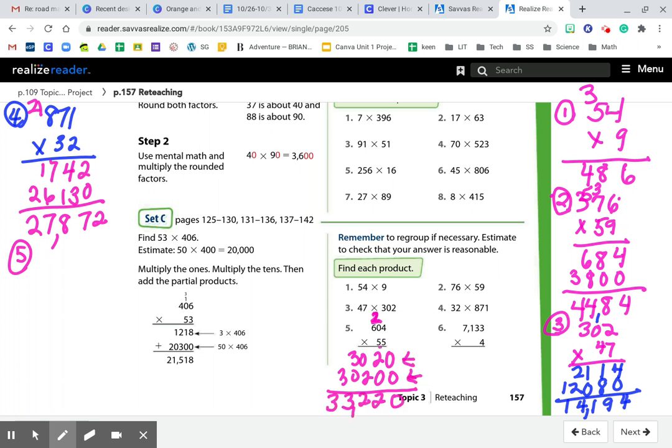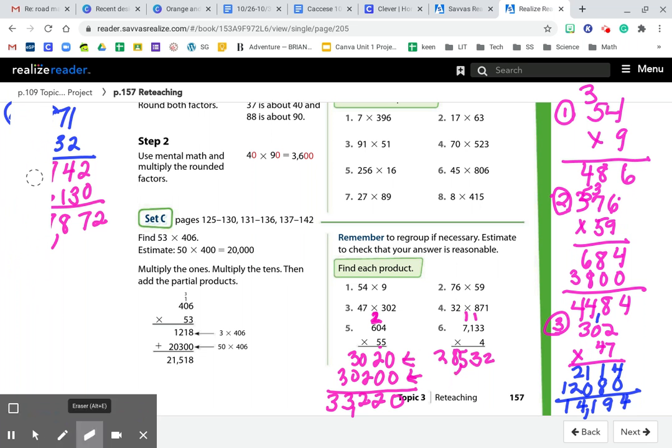Okay, 7,133 times 4. 3 times 4 is 12. Carry the 1. 4 times 3 is 12, plus 1 is 13. Carry the 1. 4 times 1 is 4, plus 1 is 5. And 4 times 7 is 28. And don't forget I've been negligent with my commas. Make sure you get your commas in there. It's easier for people to read.